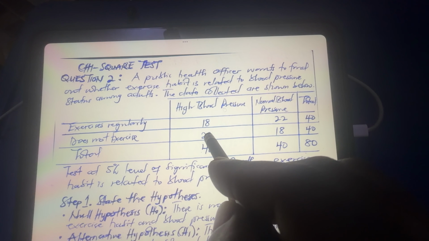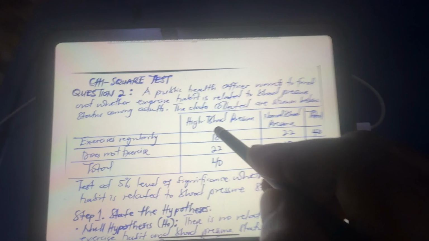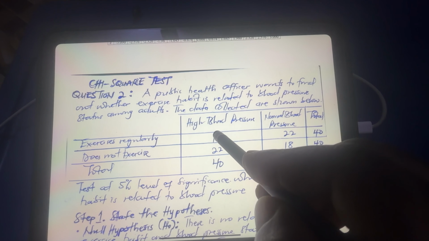So you draw the table here, and that table is called the expected frequency table. You are going to calculate the expected frequency for this 18, this 22, this 22, and this 18. We want to know how this 18 would look. The 18 you are seeing over here could be from a situation where the null hypothesis is true or not true. But how would this 18 look if there was actually no relationship? That's the essence of doing the expected frequencies.